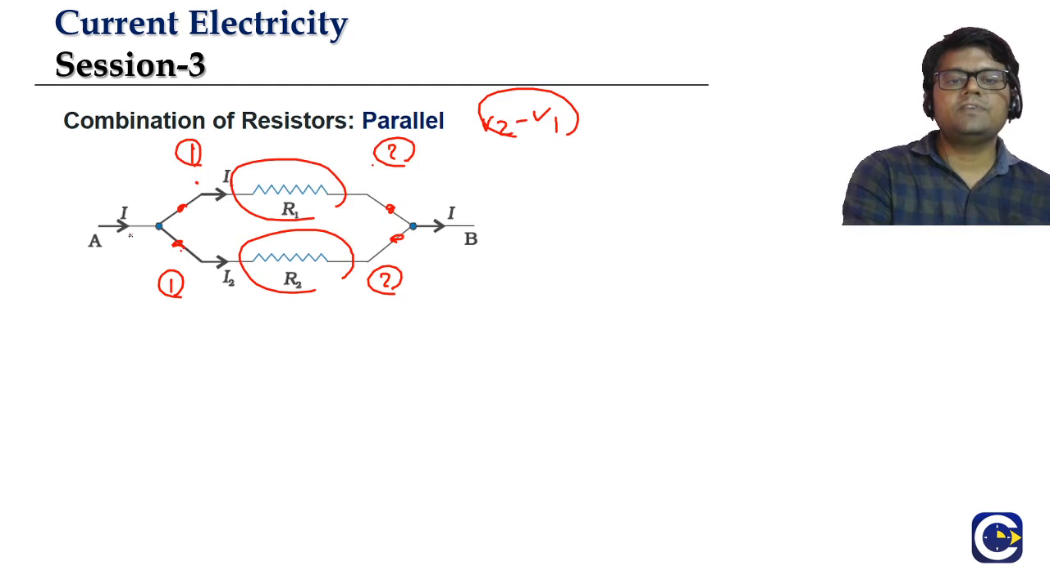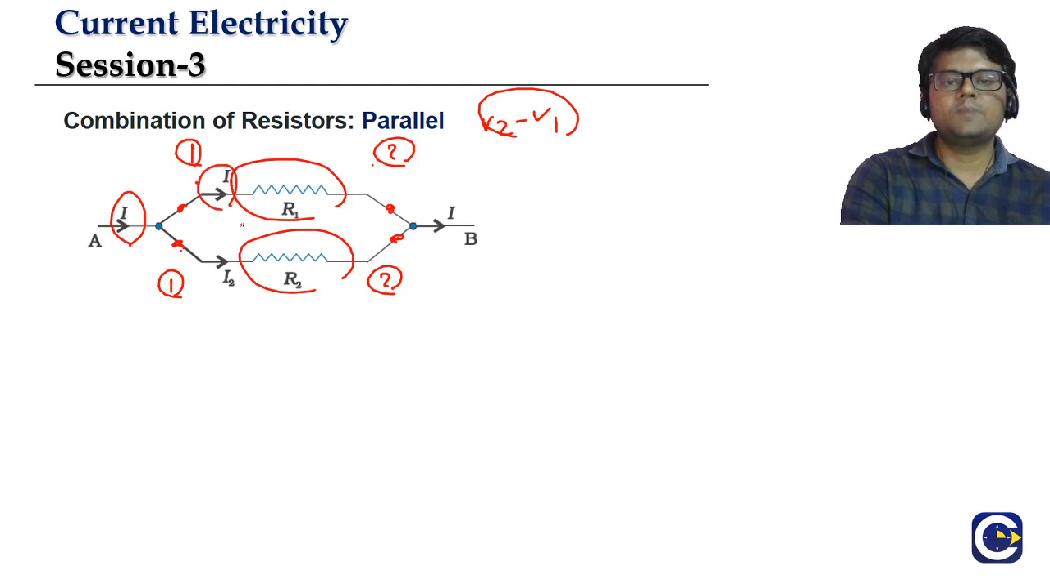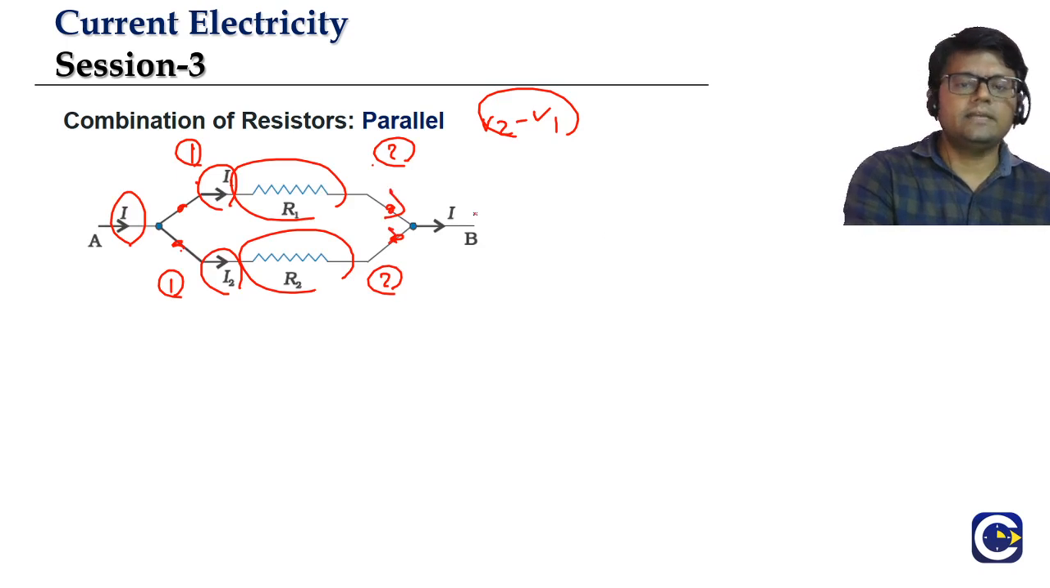And usually what we see is, if you are getting current to the junction of the parallel combination, the current is going to split. We'll see how the current is going to split. The current is going to split into the two branches. And again, as the parallel combination closes, the current will rejoin and then leave.